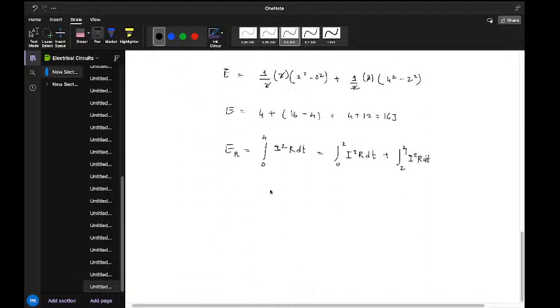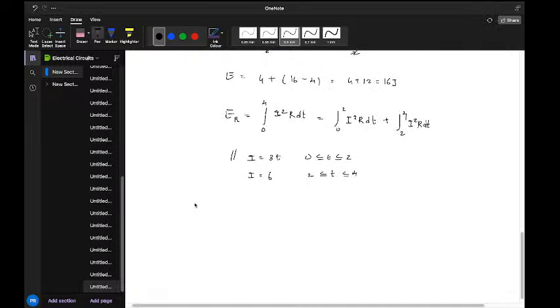Okay, so he has given us a special case, guys. The case goes something like this. I is just 3t for 0 ≤ t ≤ 2, and I is equal to a constant, which is 6, for t between 2 and 4. Okay, so let's try finding E of R.